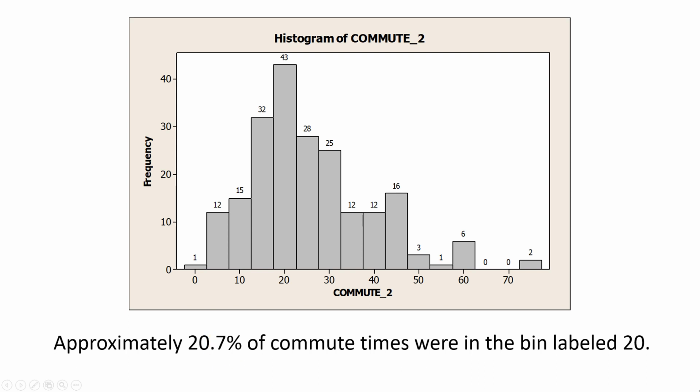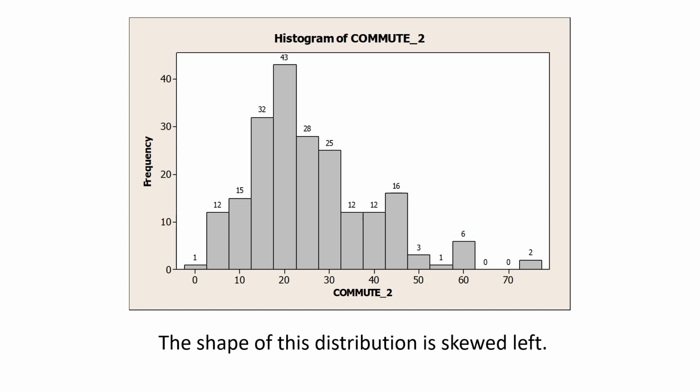This statement is true. The shape of this distribution is skewed left. We go to the bin that has the highest frequency. That's going to separate our left hand side of the histogram from the right hand side. Here we have the left tail, and then here we have the longer right tail. Because it has a longer tail to the right, this is not skewed left but skewed right.